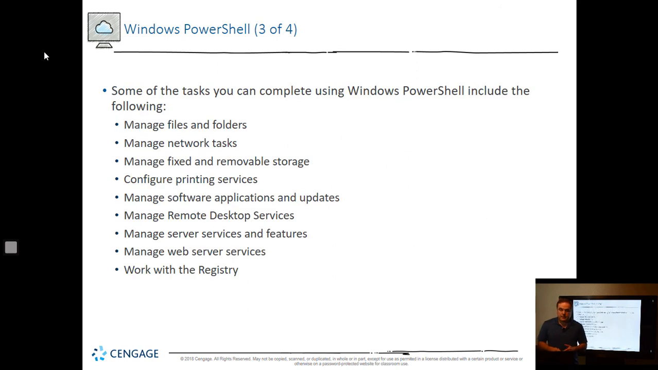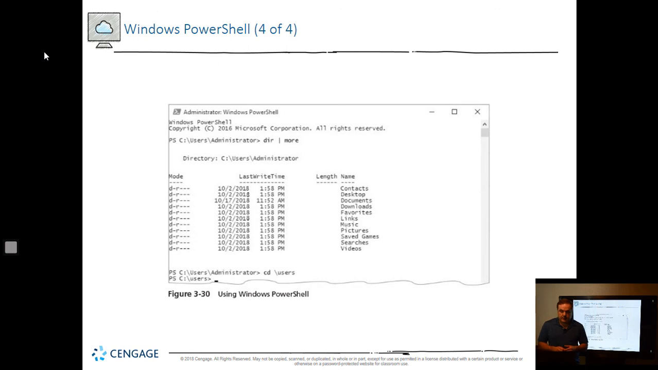Some of the tasks you can complete using PowerShell include managing files and folders, network tasks, all these different things that you see here. There are so many things you can do with PowerShell. Basically, anything that you can do with a GUI, you can do with PowerShell, but better. You have a lot more options. And of course, there are a lot of things that the GUI doesn't do at all that PowerShell can do. So pretty much everything.